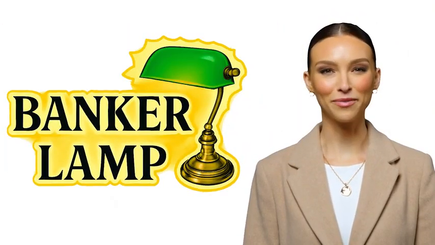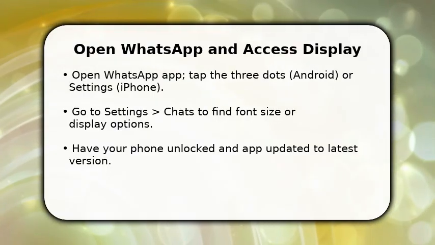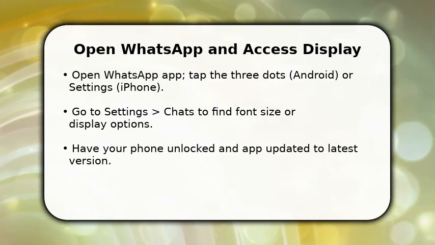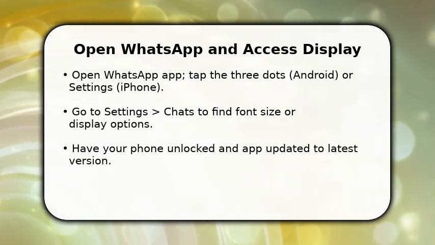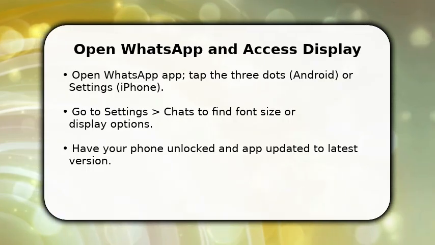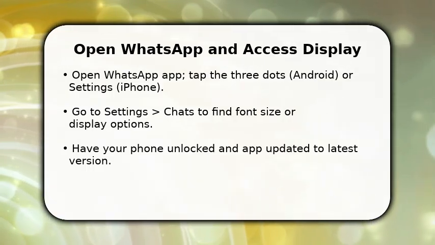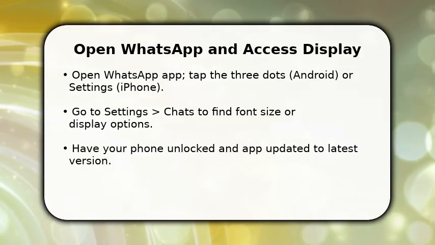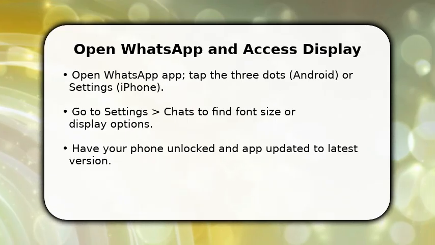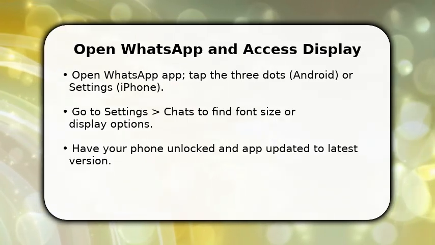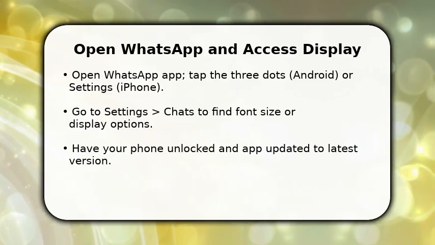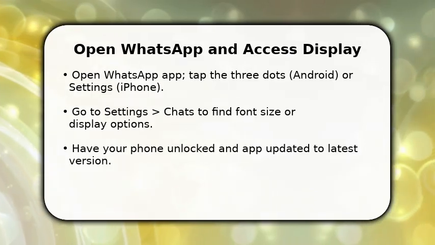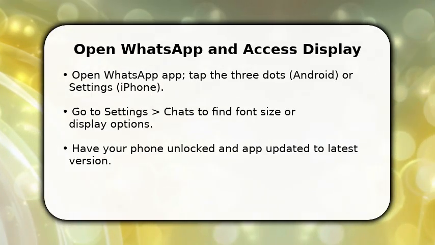Please enjoy the video. You start by opening WhatsApp and going straight to settings so you can change text size now. Once in settings, tap chats to reveal chat display controls. Make sure your app is updated and you're on the main account page, otherwise the option may be hidden. If you're on Android, use the three-dot menu. On iPhone, use settings. This quick access step prepares WhatsApp to show the font size control you'll adjust next.